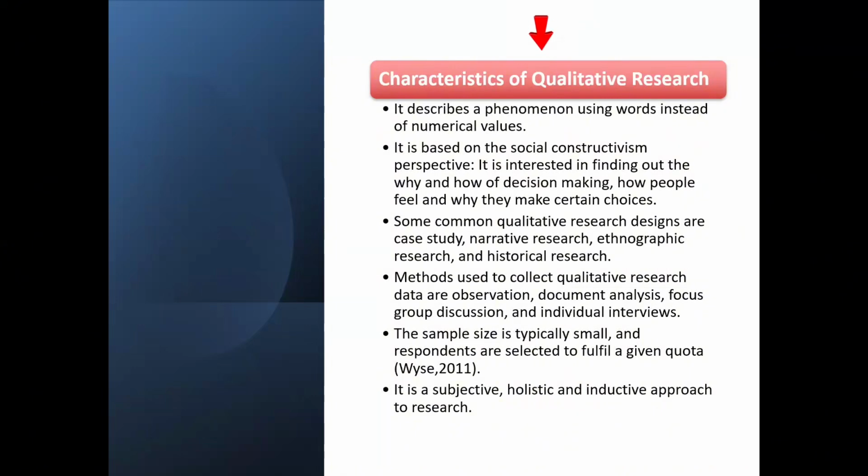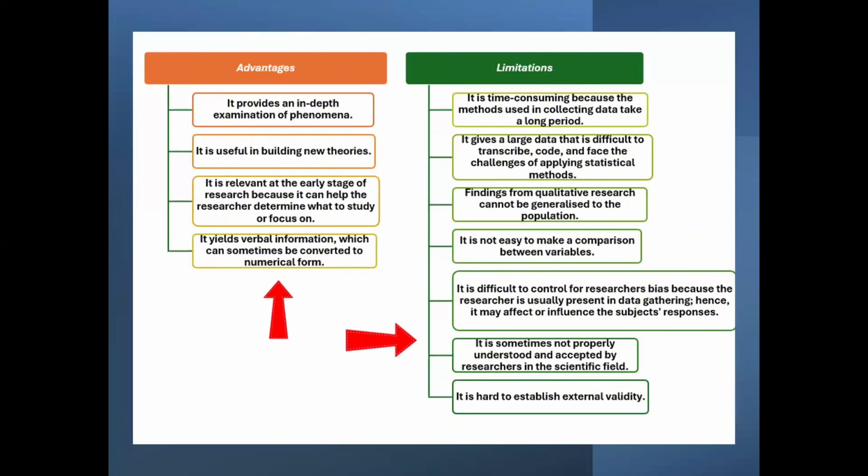The methods used in collecting qualitative research data are usually observation, document analysis, focus group discussion, and individual interviews. The sample size is typically small, and respondents are selected to fulfill a given quota. It is subjective, but it's holistic, it's in-depth, and it follows an inductive approach to research. Now let's look at the advantages and disadvantages.